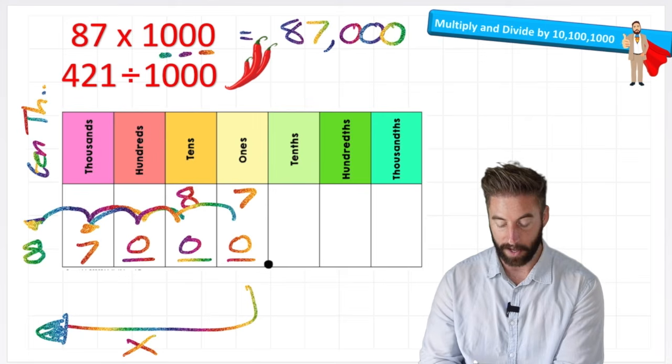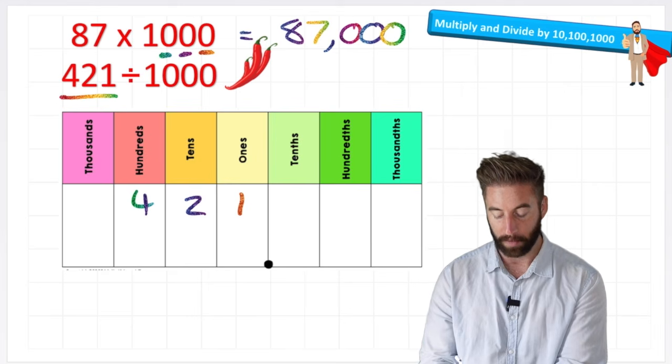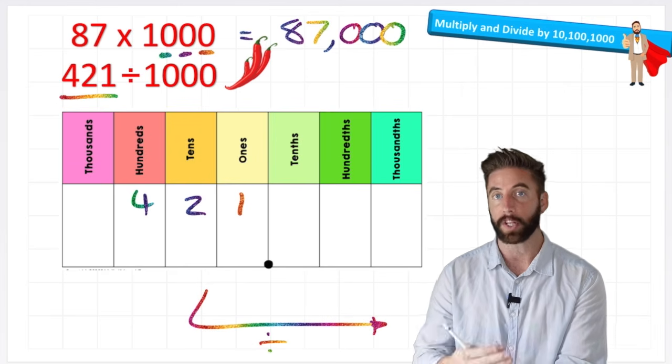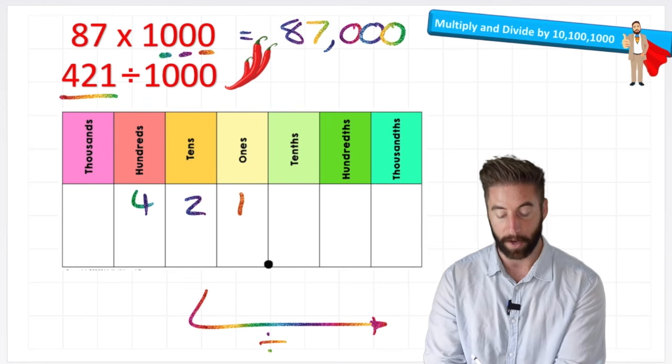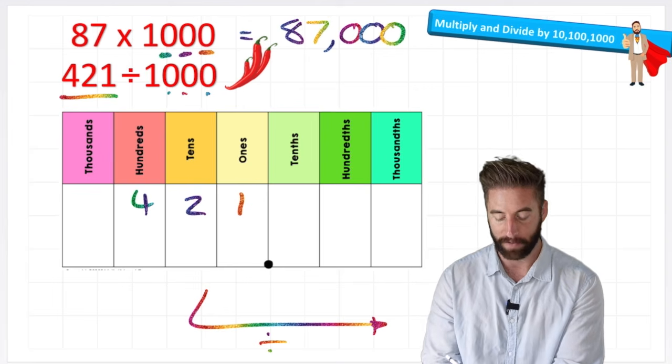Okay, let's do my last division question. Here we go. And this time I'm dividing, so I need to come down my place value chart because remember, division questions will end up with a smaller answer. I'm dividing by 1000 again, so I have 1, 2, 3 zeros to consider. So I'm going to move them 3 places down my place value chart.